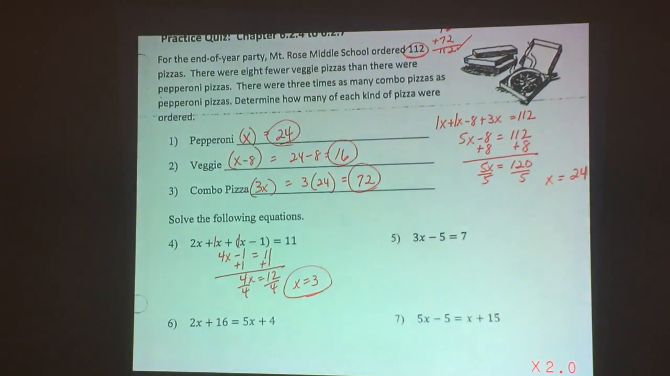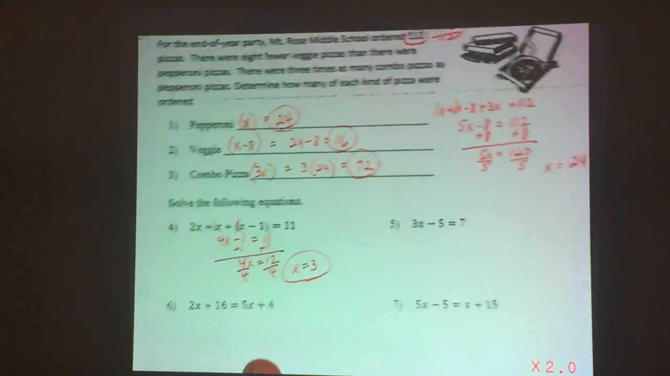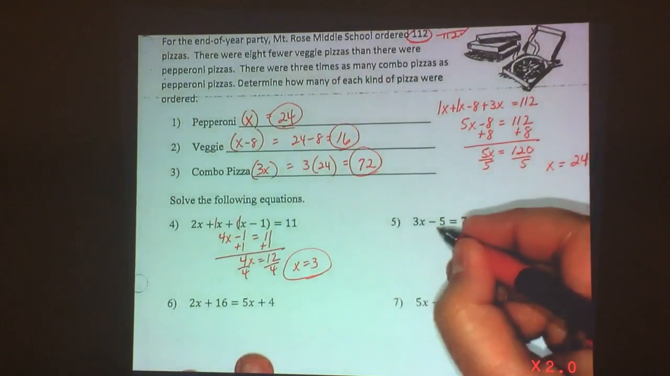Okay. There aren't any terms to combine in number 5. But what's my first step in number 5? Team 7, do you know? Add 5.